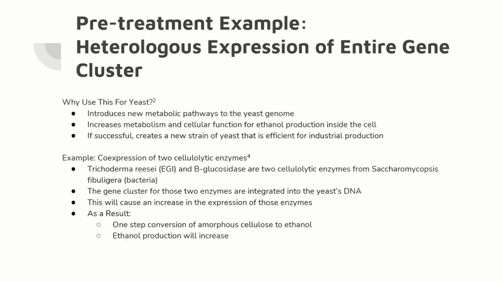One example of pretreatment that can be applied to yeast is the heterologous expression of gene cluster, which is a process of inserting genes from one organism into a host. For yeast, this creates a new metabolic pathway that will help produce ethanol at higher concentrations. One example is a co-expression of two cellulosic enzymes. Here, the efficient cellulase enzymes EGI and beta-glucosidase from S. fibuligera are integrated into the yeast DNA. As enzymes are transcribed, a new pathway is created that will break down cellulose into useful sugars for producing ethanol. The success of this was the co-expression of the enzymes were able to convert amorphous cellulose into ethanol in one step, overall making it metabolically efficient to produce ethanol at higher concentrations.